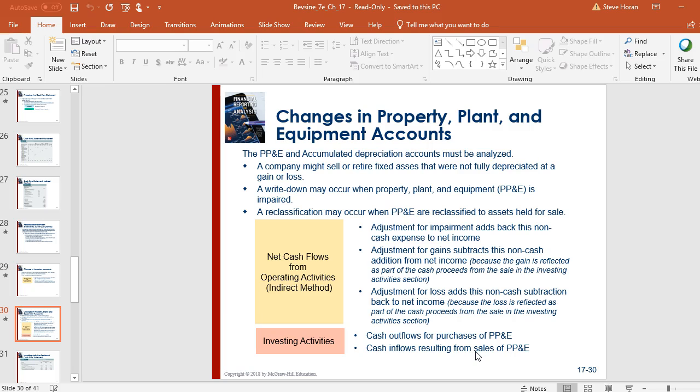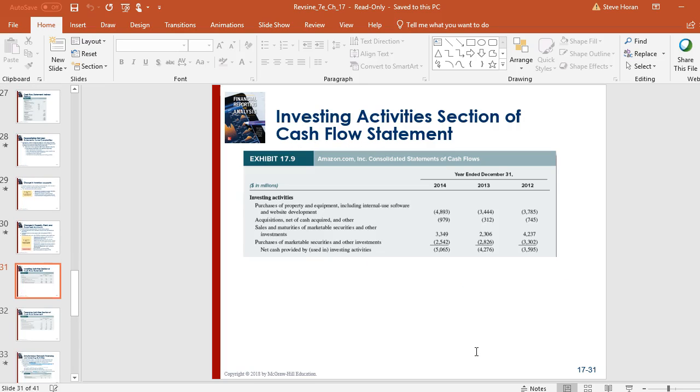Same thing with property, plant, and equipment. You have to analyze the account. And again, you're looking for: was anything written off here? What did we sell? What did we acquire? And be aware of anything that might be unusual, especially if we sold something at a gain or a loss. We have to be aware of what that gain or loss is to adjust cash flow from operations accordingly.